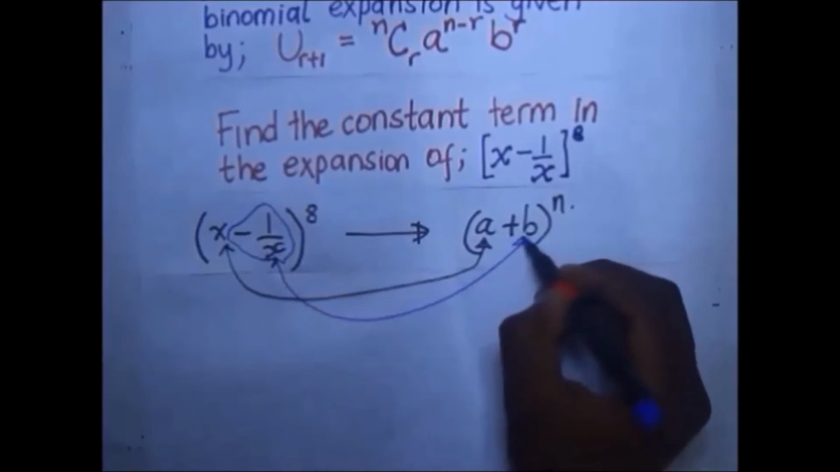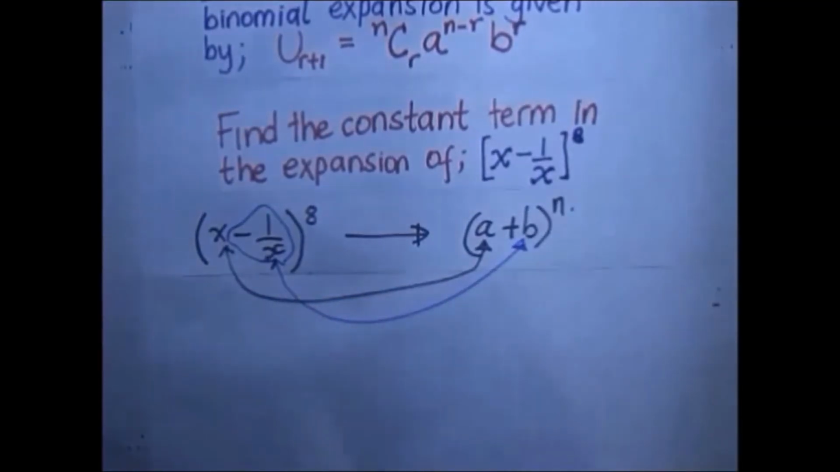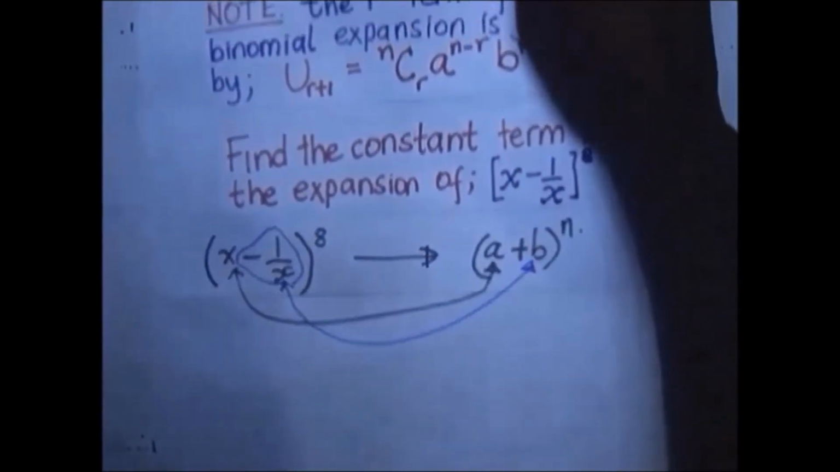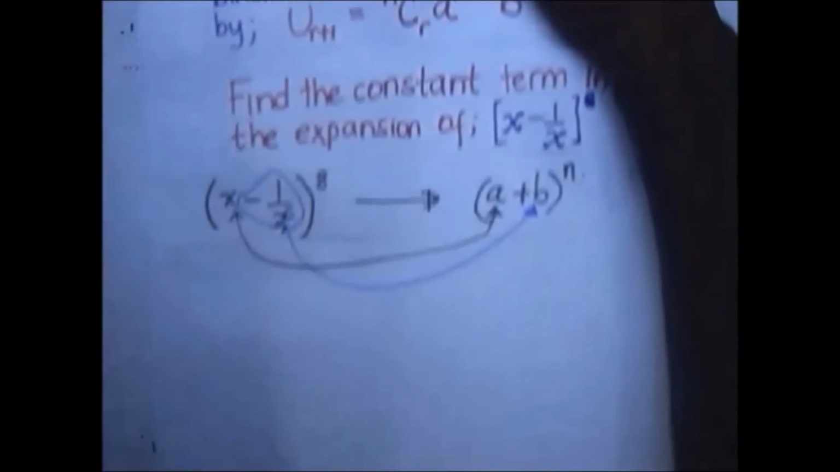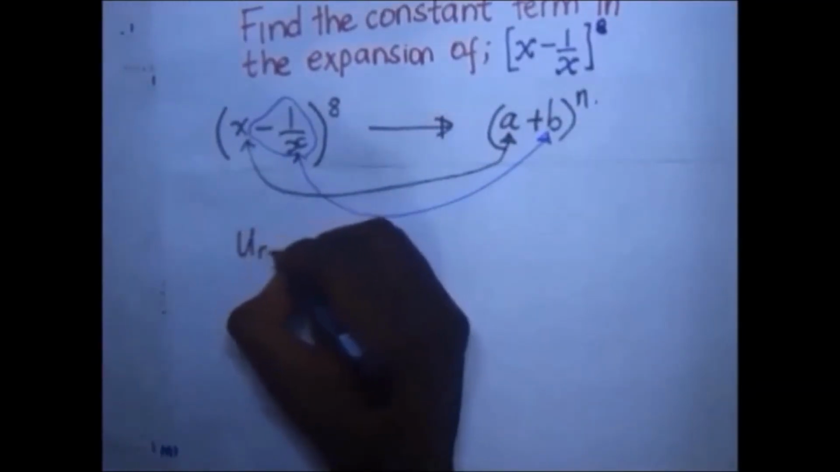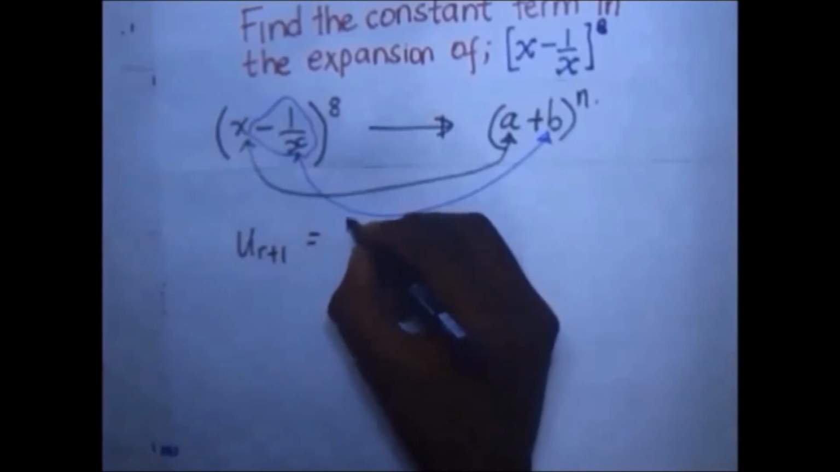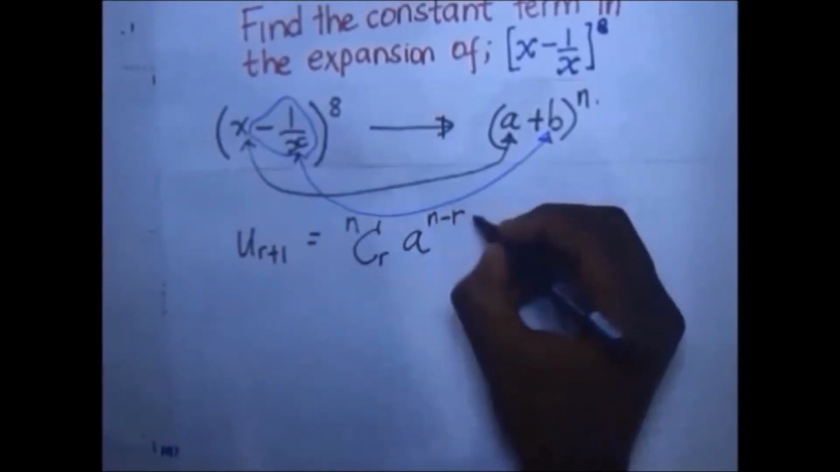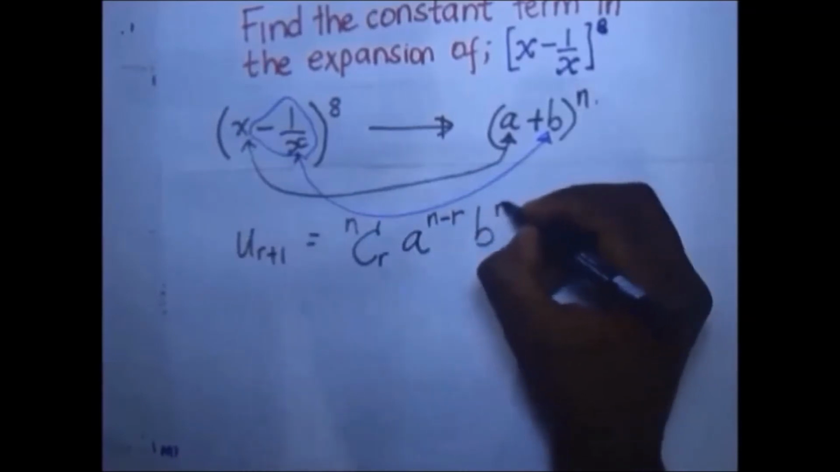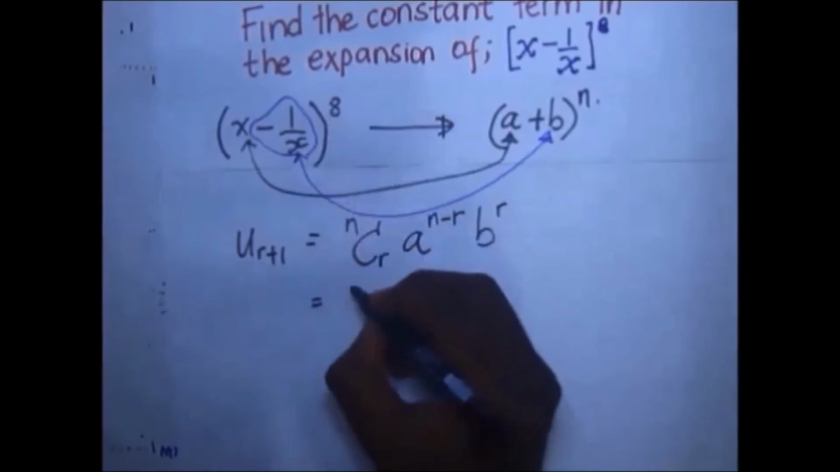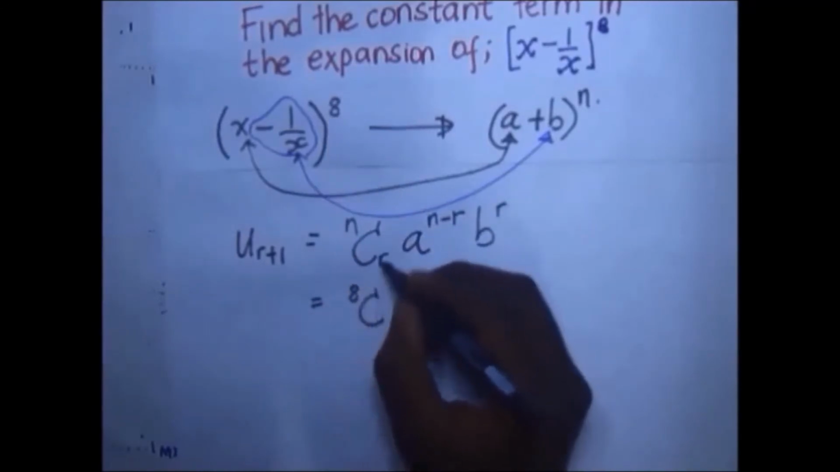That is our value of b. So when we compare those two, you now substitute them in this. We're supposed to first find the value of r there. So using this formula, u_{r+1} is going to be equal to n combination r, a to the power n minus r, b to the power r. What is n? Our value of n is 8, so it's going to be 8 combination r.